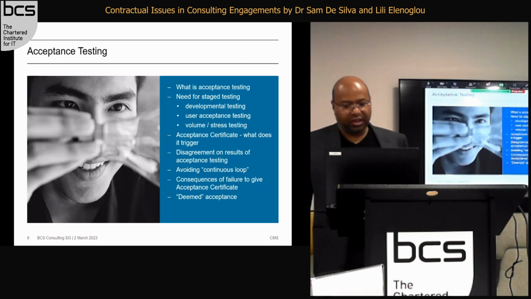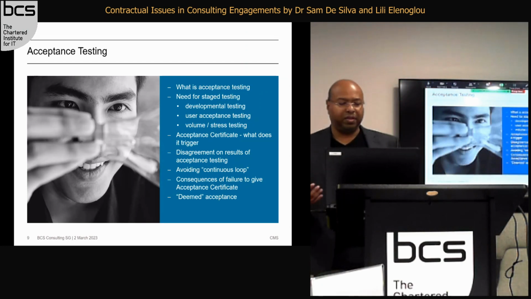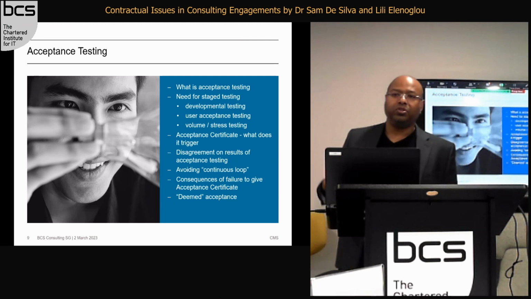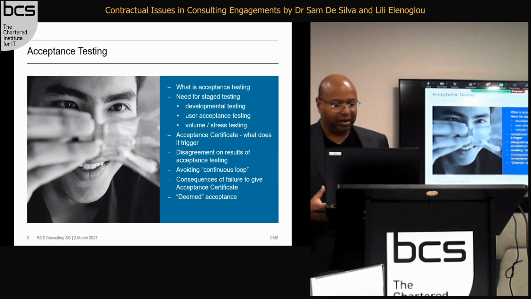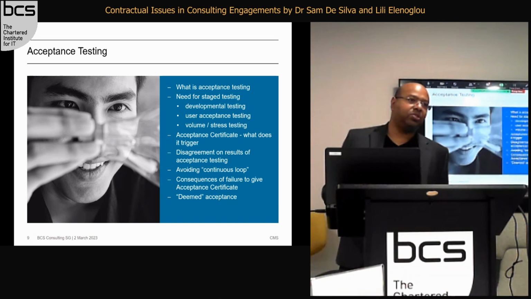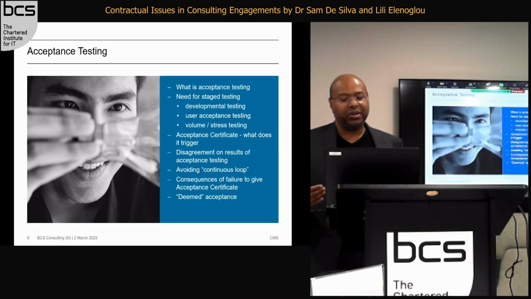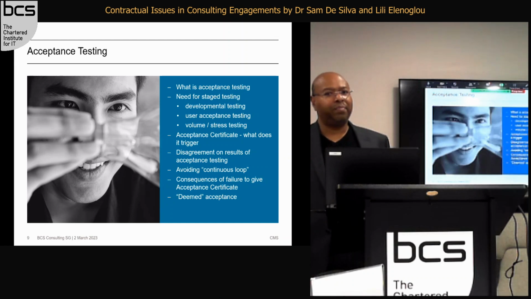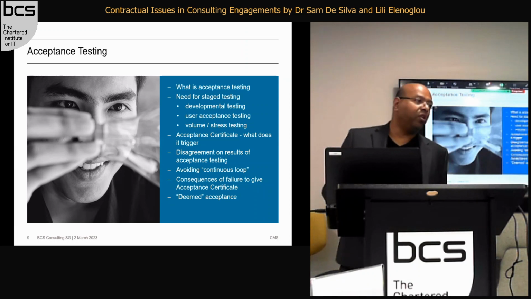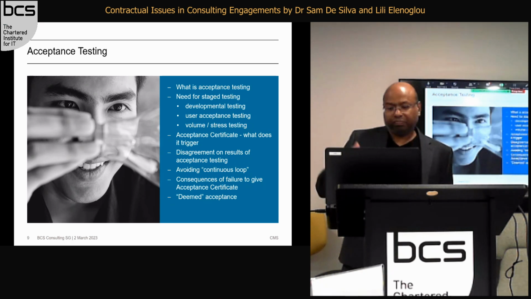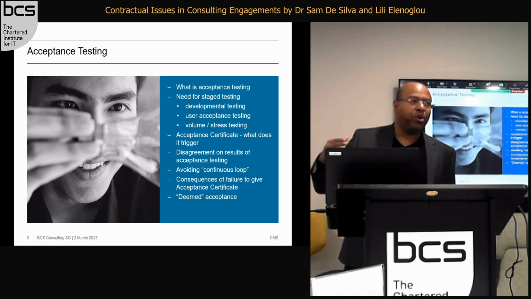So, acceptance testing. This is really the process that the customer uses to ensure that they get value for money, to ensure that when they're paying for something, they actually get an outcome. Often there's stage testing for complex consulting engagements. There's developmental testing, which is done by the programmers. There's user acceptance testing, when the users do it. And there's volume and stress testing when the software gets deployed live. For simple engagements, you won't have those tiered acceptance tests, but for the more complex ones, you will.